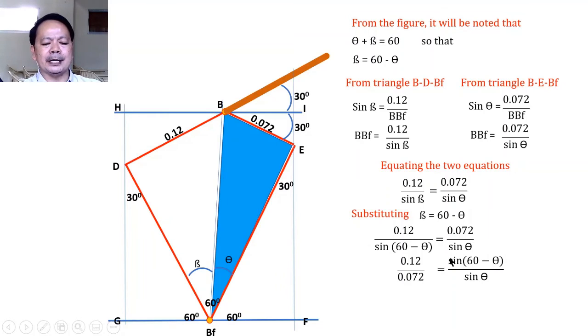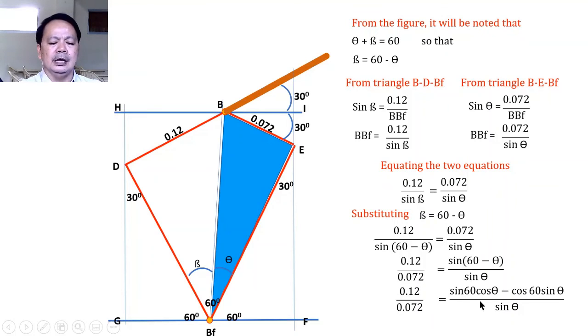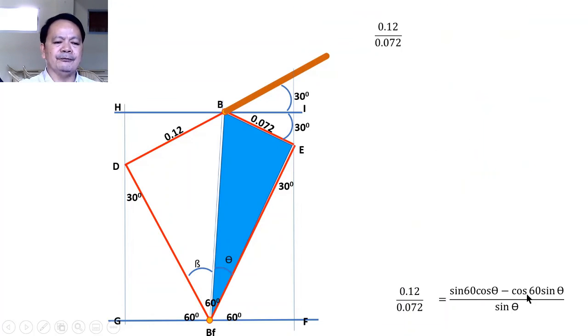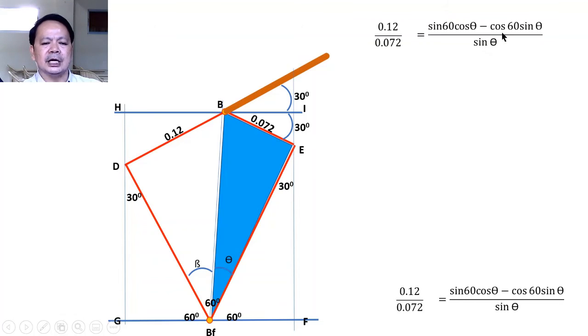And if we will be expanding this, sine of 60 minus theta is equivalent to sine of 60 cosine of theta minus cosine of 60 sine of theta, over sine of theta. So from here you can already simplify because you already have one angle expression in terms of theta, and you can express the sine of 60 as well as the cosine of 60. So that if this will be simplified, I have 0.12 divided by 0.072 shall be equal to sine of 60 cosine of theta minus cosine of 60 sine of theta.